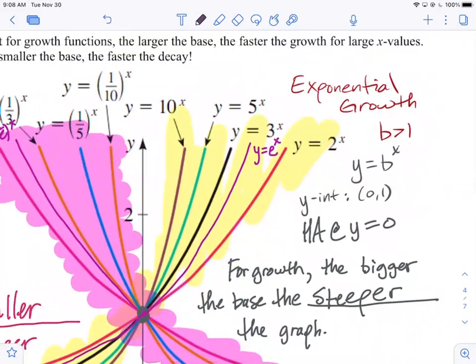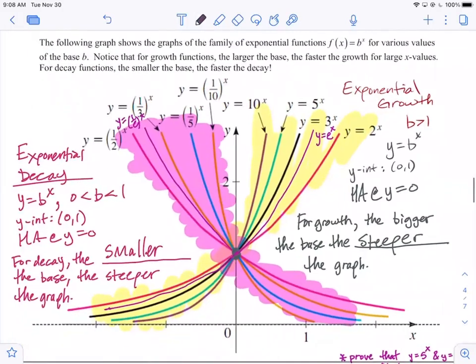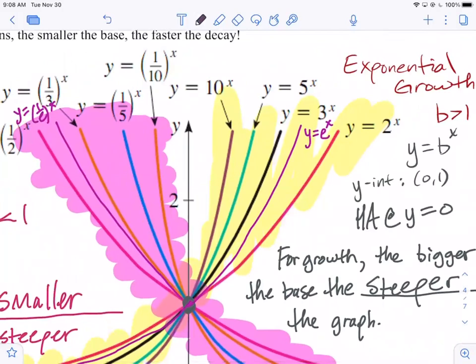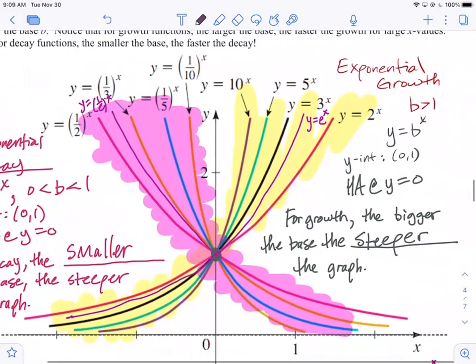We said that for exponential growth, when the base is greater than 1, the bigger the base, the steeper the graph, right? And the opposite is true for decay. The smaller the base, the steeper the graph. And you can quickly tell it's because the 10 and the 1/10 base, the 5 and the 1/5, the 3 and the 1/3, and the 2 and the 1/2, those pairs of graphs are reflections of each other across the y-axis, right?